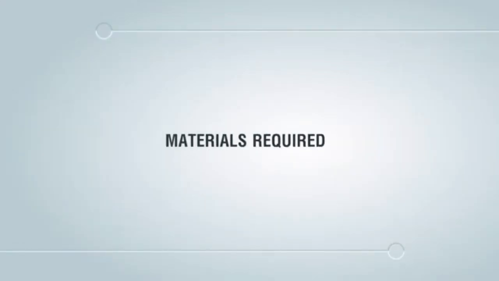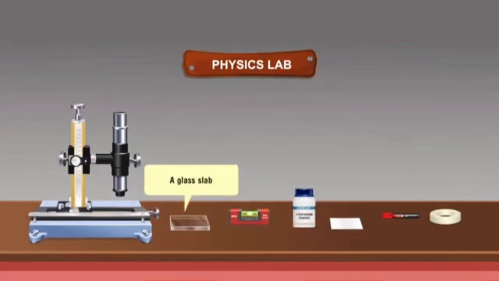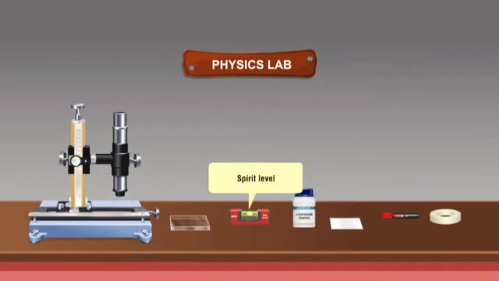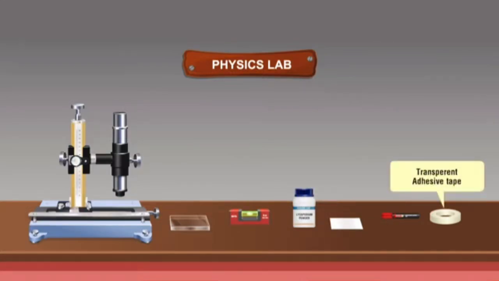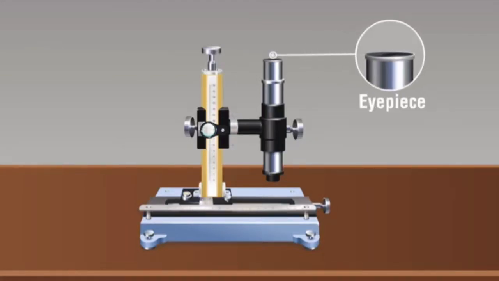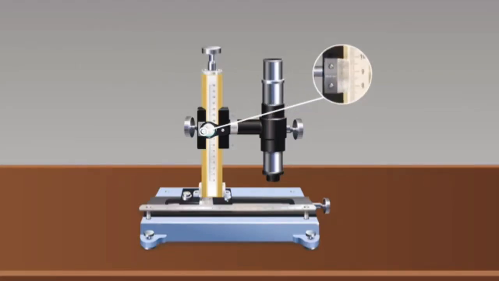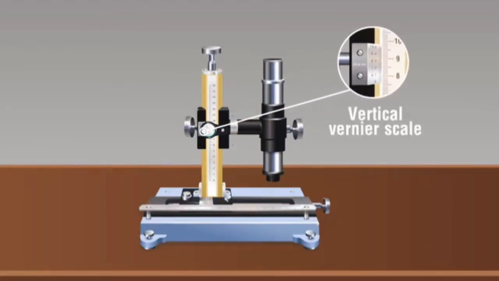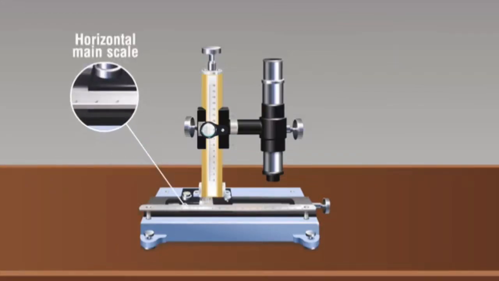Materials required: a traveling microscope, a glass slab, spirit level, lycopodium powder, paper, a marker, adhesive tape. The traveling microscope has the following parts: eyepiece, objective, vertical main scale, vertical vernier scale, horizontal vernier scale, and horizontal main scale.